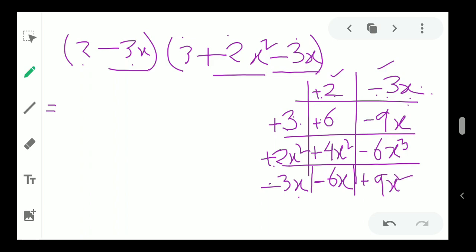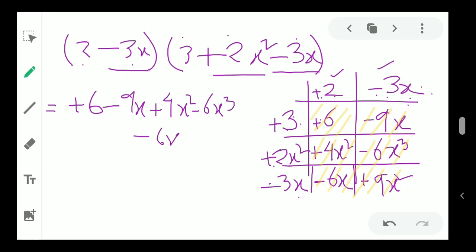So now what I have to do is write all the numbers that you have got inside. Which numbers will you write? You will write this one, this one, this one, this one, this one and this one. Simple. If we write all the numbers, we will get plus 6 minus 9x plus 4x squared minus 6x cubed minus 6x plus 9x squared. So that will be my answer, but I can still simplify it.